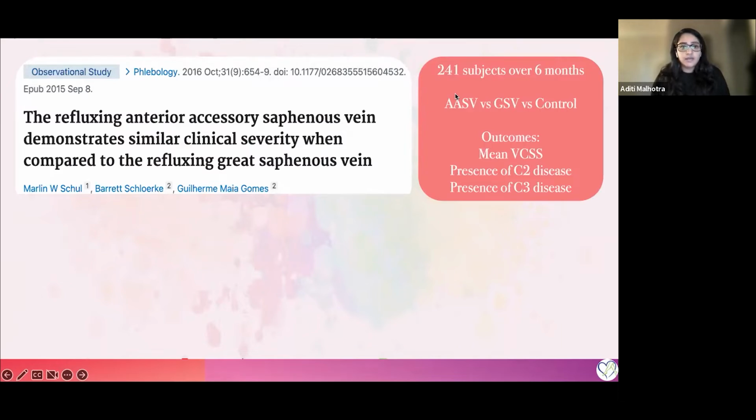Next, I draw your attention to, again, a study by Dr. Marlon Schell et al. The refluxing AASV demonstrates similar clinical severity when compared to the refluxing great saphenous vein, which is what we had mentioned before, but this reinforces it. They looked at 241 subjects over 6 months. They looked at AASV disease, GSV disease, and then a control group. And then they compared the outcomes of mean VCSS, presence of C2 disease, and presence of C3 disease.